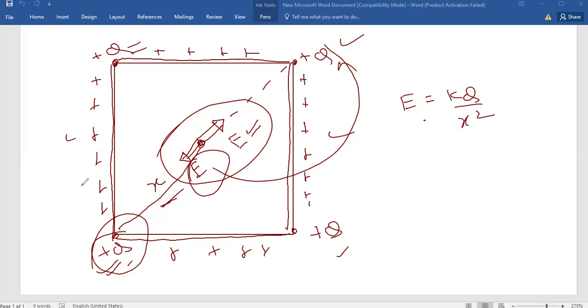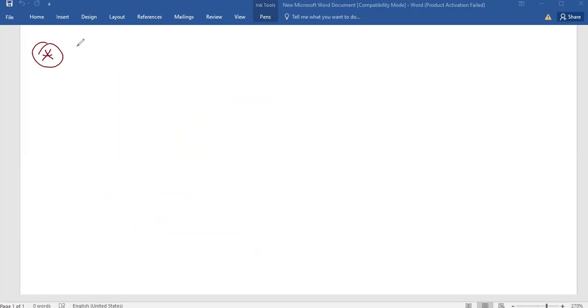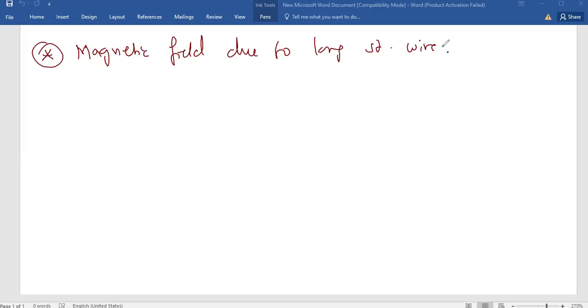Fine. Now let us look into the magnetic field. Magnetic field due to long straight wire. So let us draw this one. Current I is flowing. It is a long straight wire. That means, if this is the point of observation, which is at a distance of x.